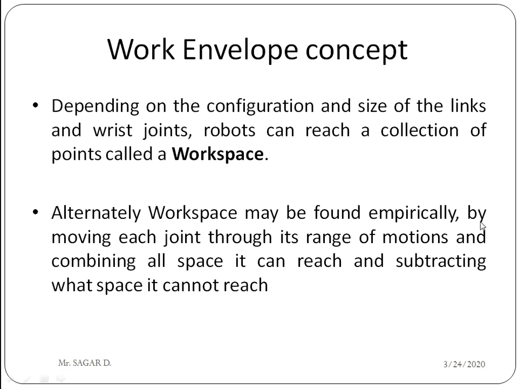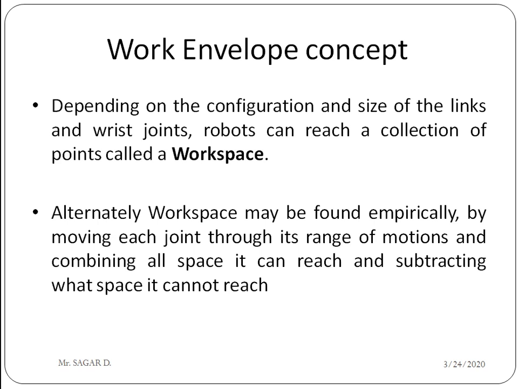So depending on the configuration and size of the links and wrist joint, a robot can reach a collection of points, and those points are called the workspace. Workspace may be found by moving each joint through its range of motion and combining all the points it can reach. So what is the work envelope?